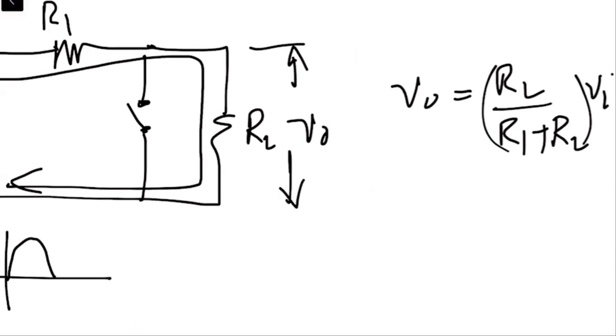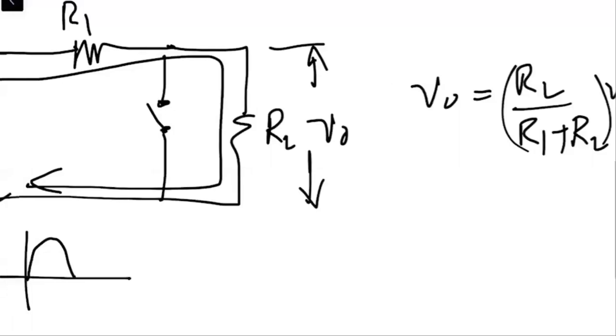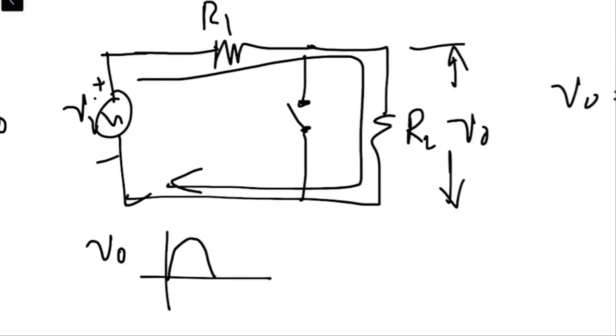Yes, sir. So depending upon whether RL is very, very big, we will consider that the output is equal to the input in that specific case. If it is not, then we can use the voltage divider rule and figure out the output value over here.